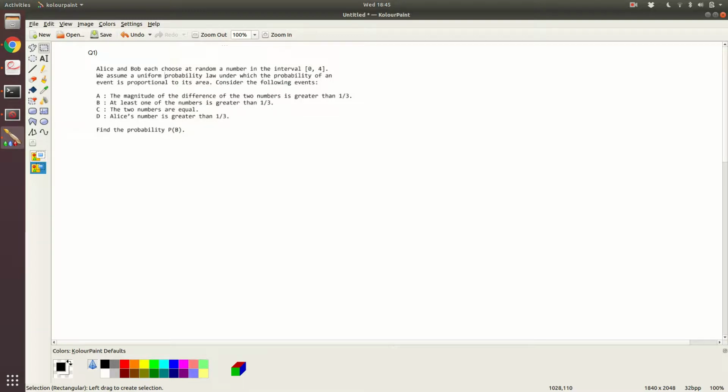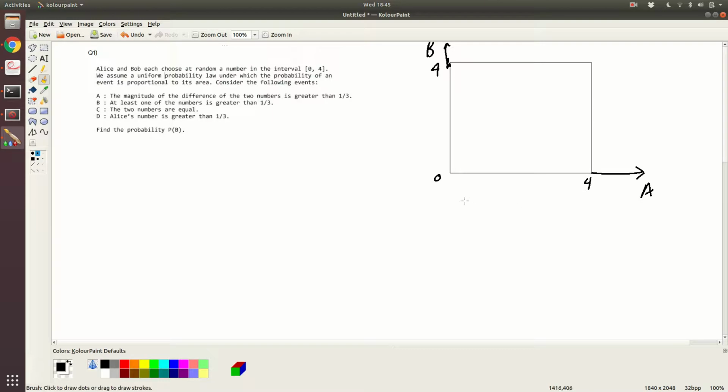So to answer this question, whenever you have questions where you are picking two numbers uniformly at random, the best approach is you begin by drawing a figure of the problem at hand. Okay, so this is a good figure. So what we do is we denote on the x-axis whatever Alice picks, and on the y-axis whatever Bob picks. So this is for Bob. So this goes from 0 to 4, and this is also 0 to 4.